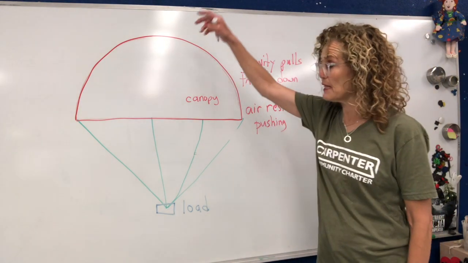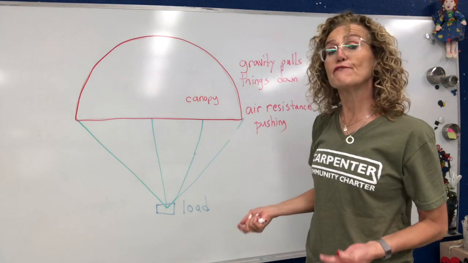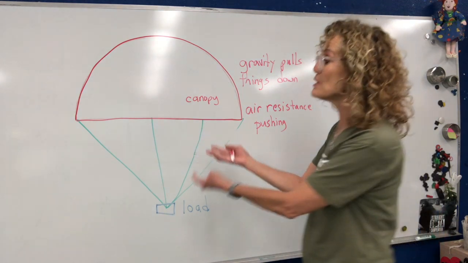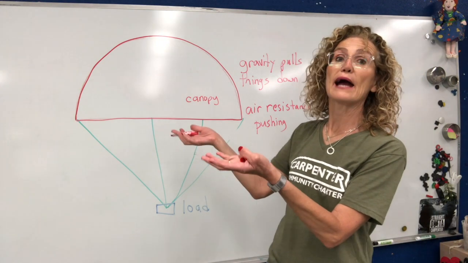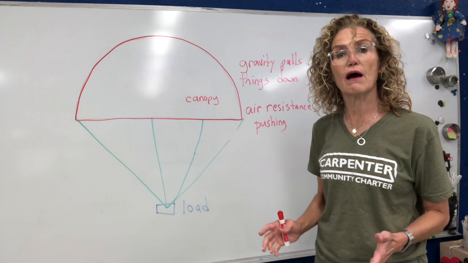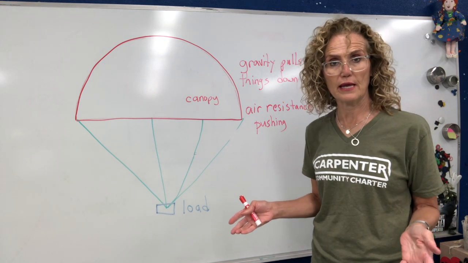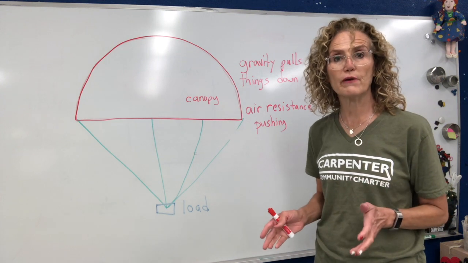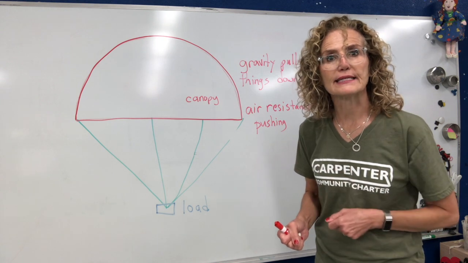So the parachute falls down because gravity is pulling down, but it falls down slower because the air is trapped underneath the canopy and offers air resistance. It's pushing back up. Now, what we want to do is we want to find out how to design the best parachute to fall slowly. So now we need to take a look at how we can test the different parts of the parachute and design a parachute. All right, let's get started.